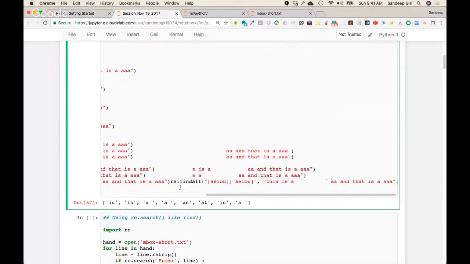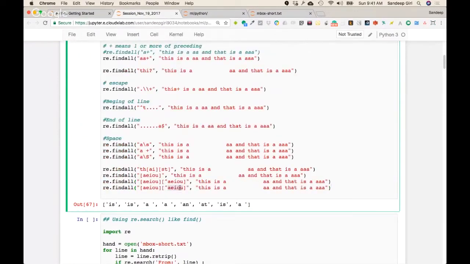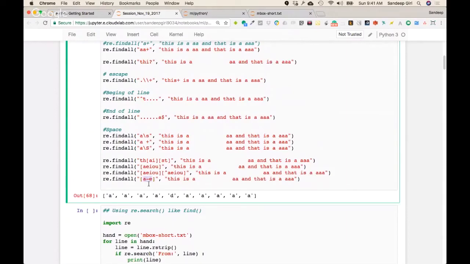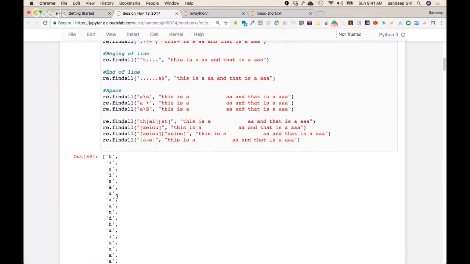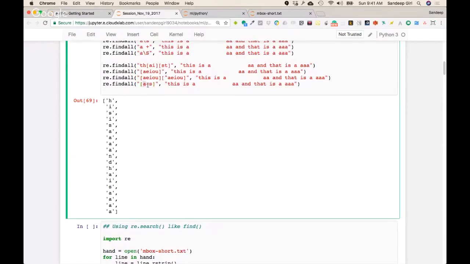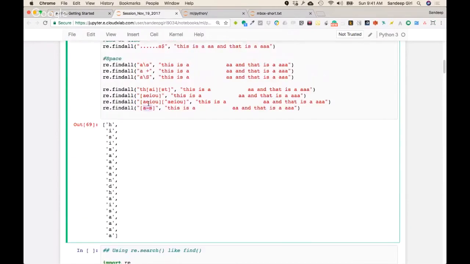Now the other very useful way of defining a range of characters is saying A to E. So it will match all the letters which are between A to E. Yes, it matched with A, it matched with D, and so on. If I say A to S, it matched with all of these. It matched with all the characters starting with A up to S. All right.